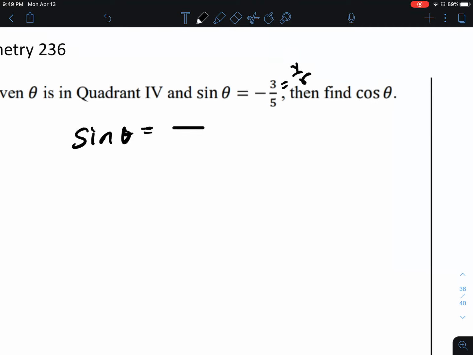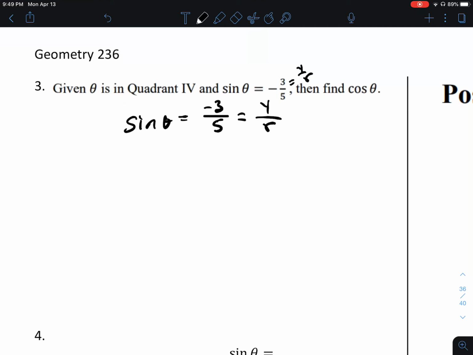So first of all, where does that negative go? Does it go on the top or does it go on the bottom? Well, since r has to be positive, that means the bottom has to be positive. And since y is in quadrant 4, that means y has to be negative. So we know for sure that y is a negative 3 and r is a positive 5.